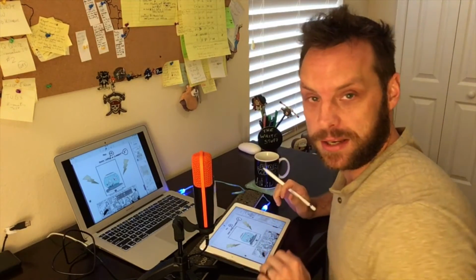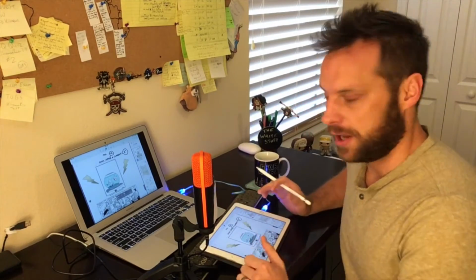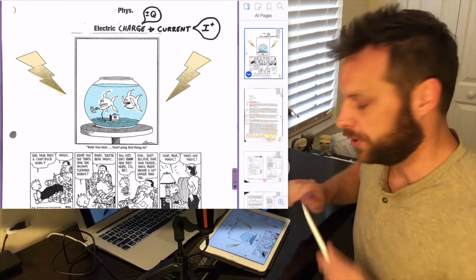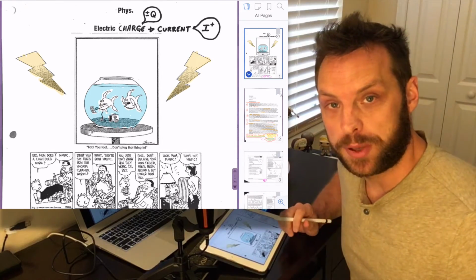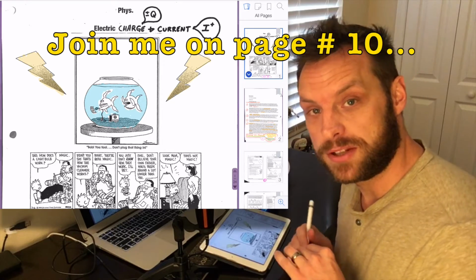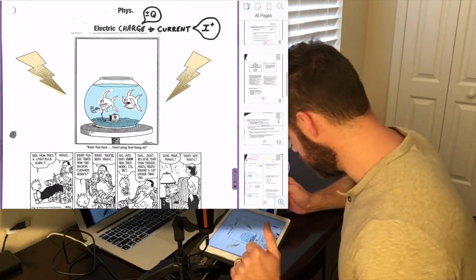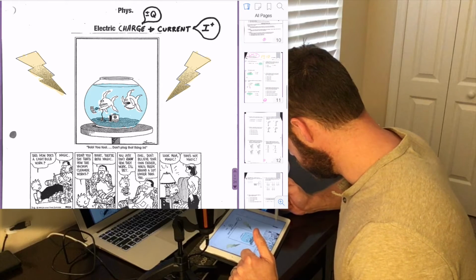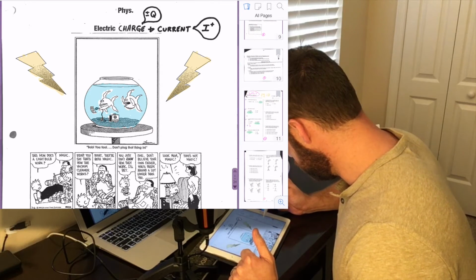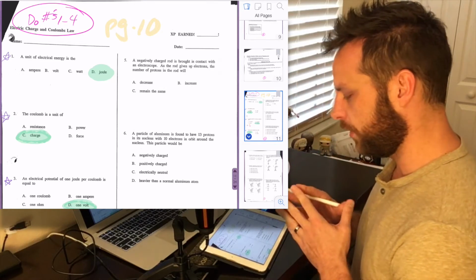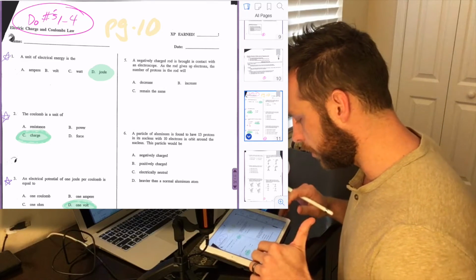Now, if you're in my class, you're going to need your packet that looks like this. I'll show it here on the screen. And you're going to scroll all the way to page number 10 to join me and start mathing this stuff. So let's get there. Page 10. Now, just for today's lesson, page 10 starts us off on working with electric charge and Coulomb's law.